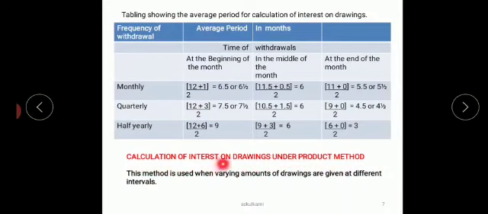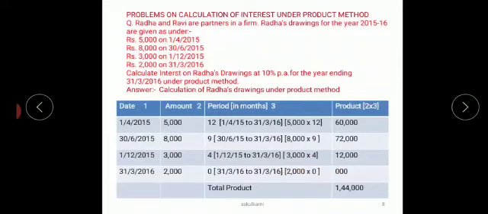So this product method is used when the drawings are of various amounts, they are not common. In the previous method, the amount of drawings was the same throughout the year. If we withdrew 1,000 at the beginning of every month, it would be 1,000 till the end of the year. But here the amounts we withdraw differ from one another, and even the dates are not uniform, they are at different intervals. So when such a case is given, it is always better to adopt the product method.